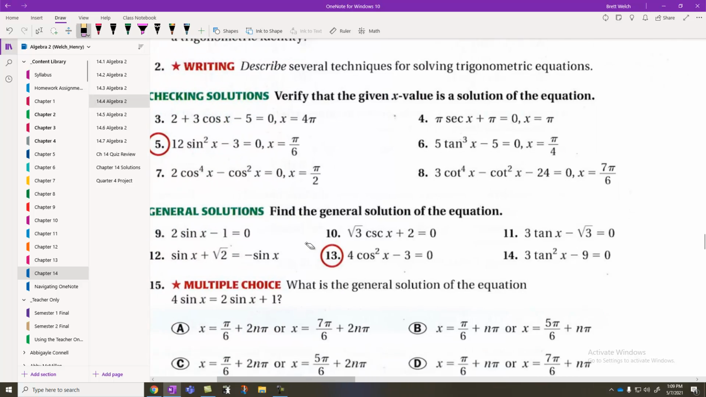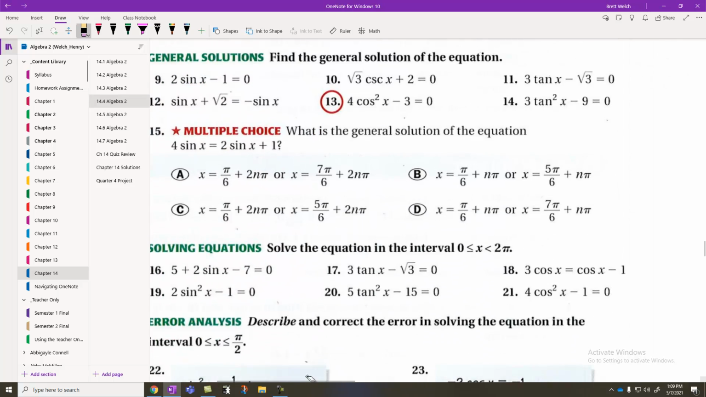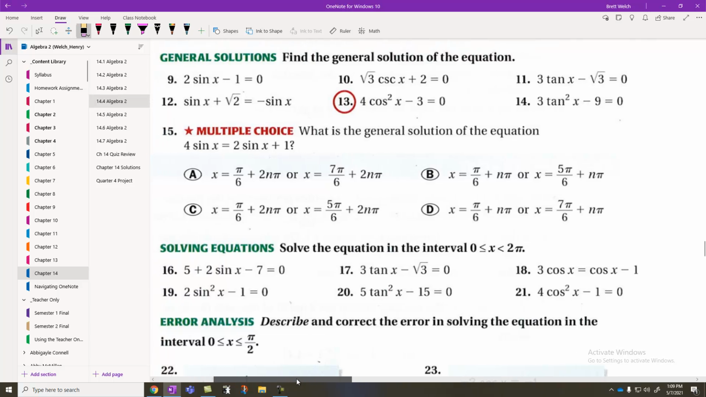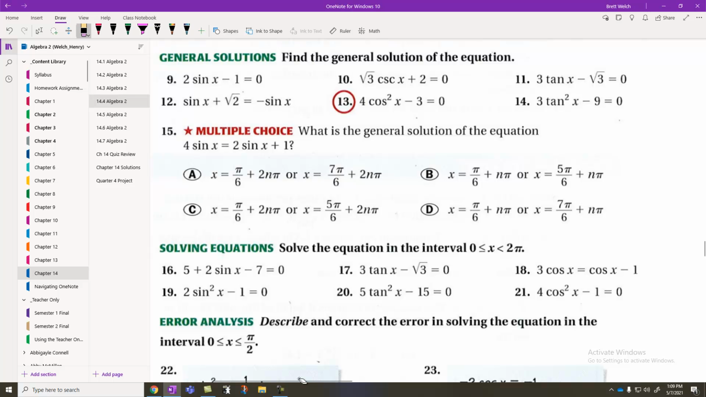Okay, we're going to start here with questions 9 through 14. In these questions, we're doing a really simple solve. Let's take a look at question number 10. As we do question number 10, keep in mind that in this section we're being asked to find the general solution. General solution means not just the first cycle of answers, but all of the answers. And so we're going to have to be thoughtful of that as we finish.